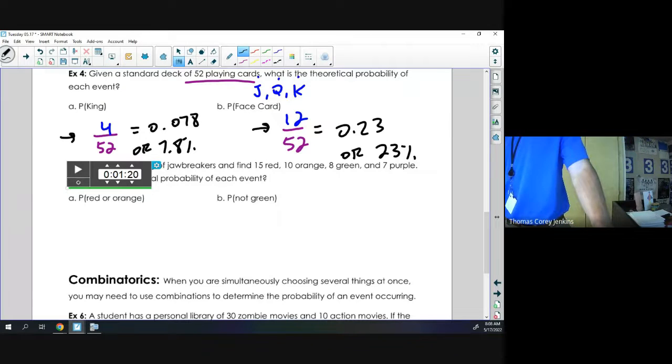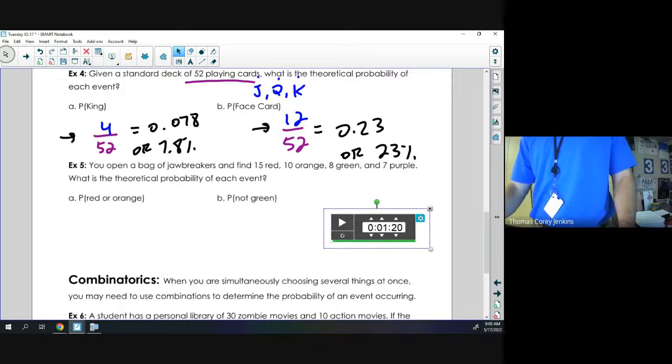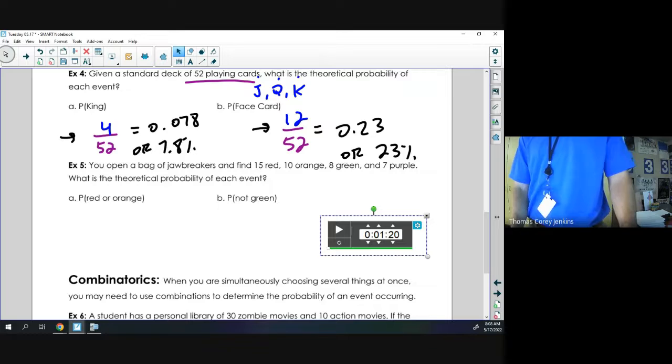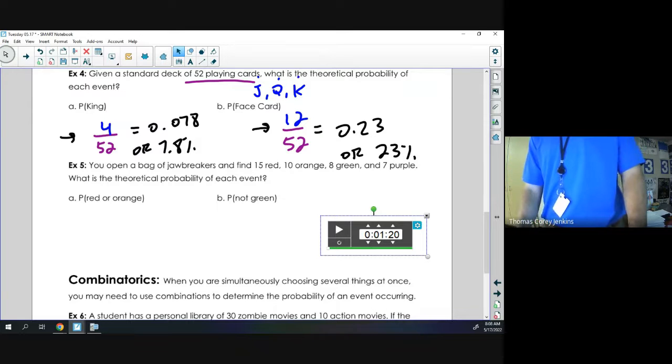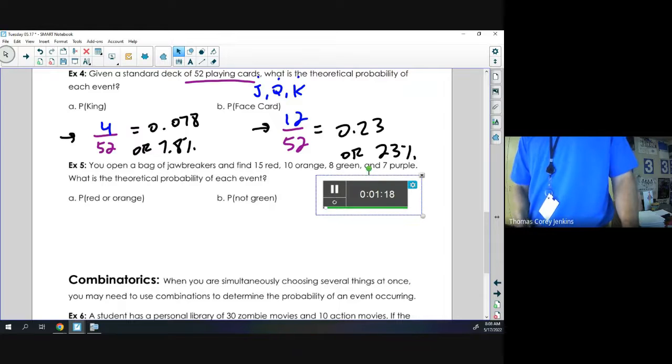All right. So why don't you guys go ahead and look at the next couple. So we're looking at a bag of Jawbreakers. There are 15 red, 10 orange, 8 green, 7 purple. So find the following probabilities based on that. See what you get.